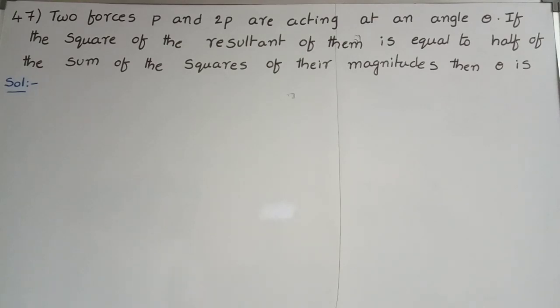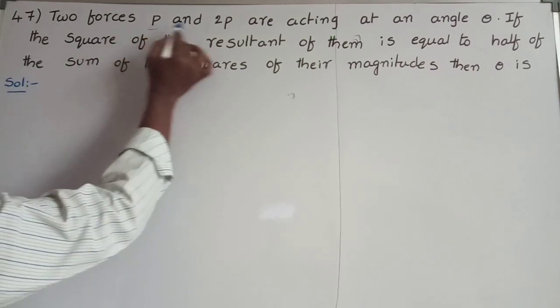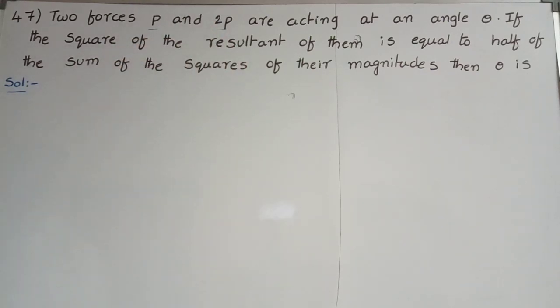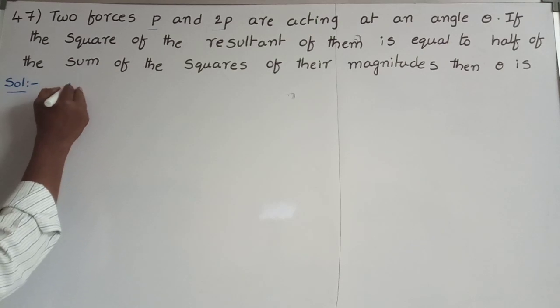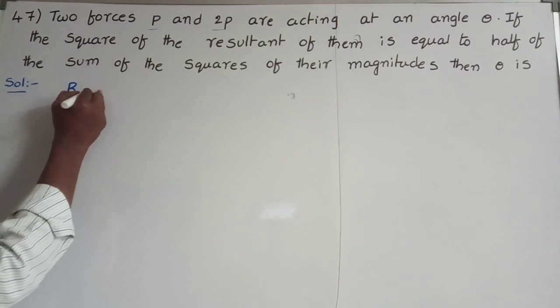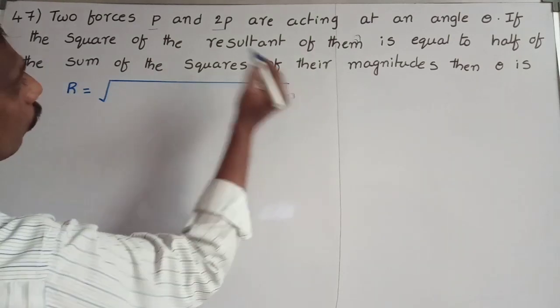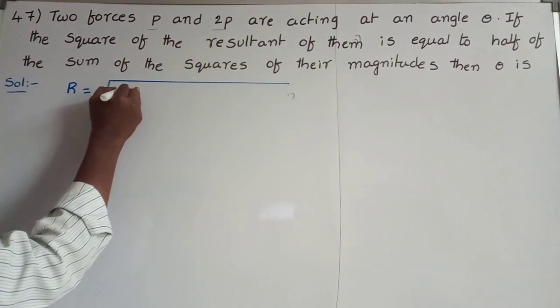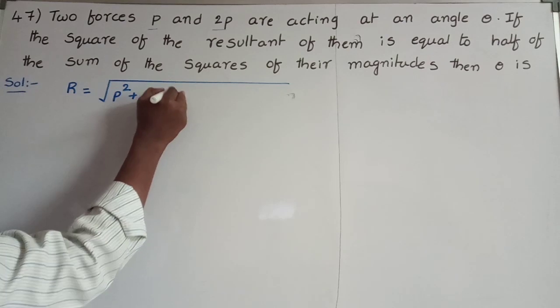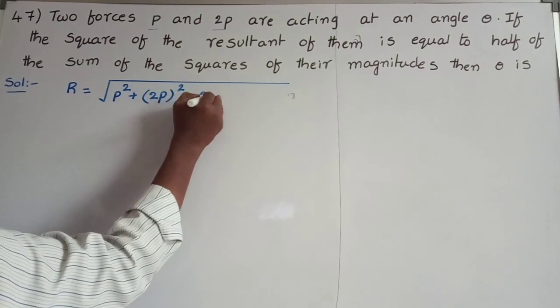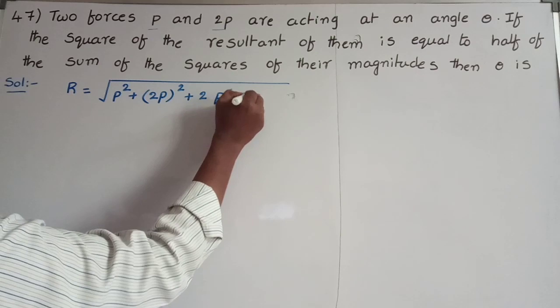Problem number 47. Two forces P and 2P are acting at an angle theta. If the square of the resultant of them is equal to half of the sum of the squares of their magnitudes, then theta is. According to the problem, two forces P and 2P make an angle theta. Then their resultant, according to the parallelogram law, R is equal to P square plus 2P whole square plus 2 into P into 2P into cos theta.